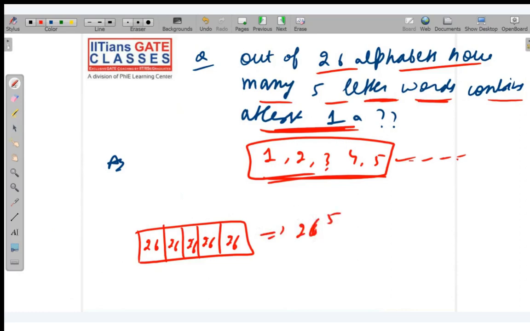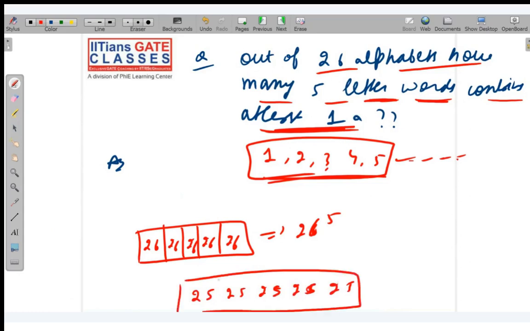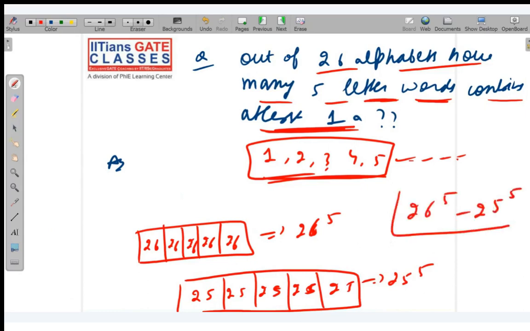Okay, so now I will say no A means 0 A's. So at the first place only 25 possibilities. Why? Because I will not consider A. Then again 25, 25, 25, 25. I think you have got it now. In the box I will apply like this. So this is nothing but 25 power 5. Now I will subtract it: 26 power 5 minus 25 power 5. So this will give us at least one A. I hope I have made the point clear to everybody. So please take a snapshot. I will jump to the next slide.